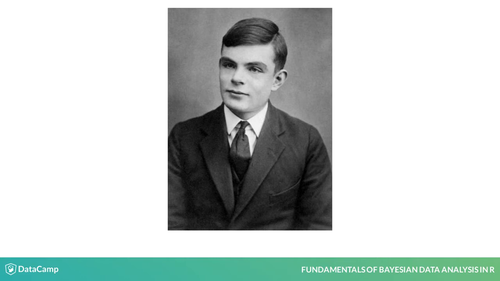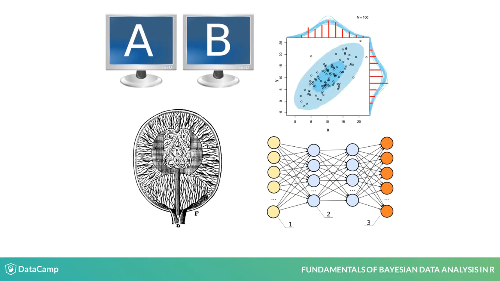The reason I start out a course on Bayesian data analysis with a story from the Second World War is that a key to Alan Turing's success in cracking the Enigma code was his use of Bayesian methods. At the time, Bayesian methods were not widely used, but nowadays they are used in everything from A/B testing and statistical modeling to machine learning and robotics.